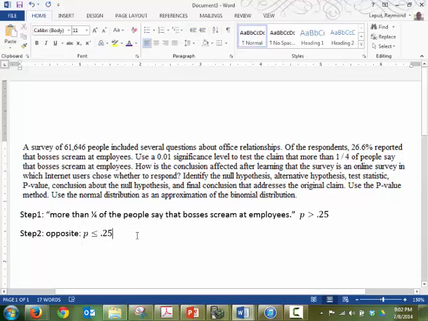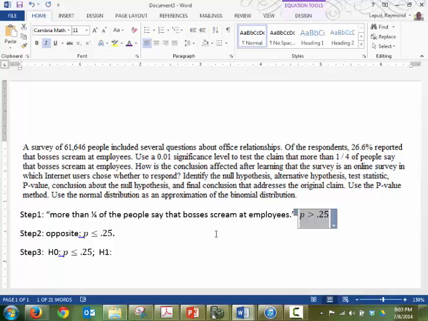So it's less than or equal to, right? So from here, you can identify your null hypothesis and your alternative hypothesis. So H naught. Which one is H naught, the claim or the opposite? The opposite is the one that has a condition of equality. And then the original claim, in this case, happens to be the alternative hypothesis.